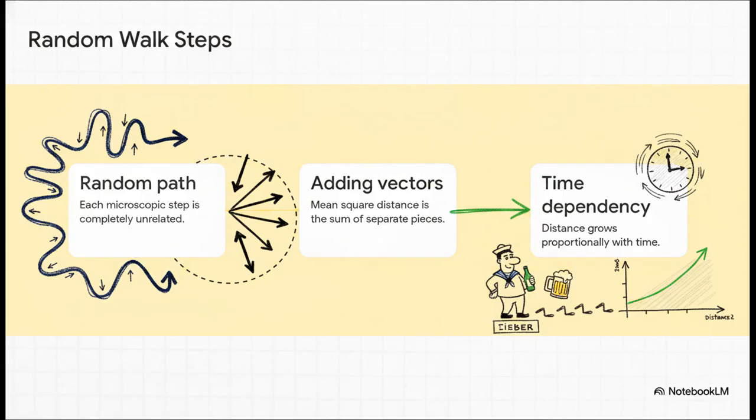Let's move to the logic and see how this builds. First off, every step is random and totally unrelated to the last one. Second, by adding the vectors, we find the mean squared distance. And third, the massive revelation. The mean squared distance grows proportionally with time, not velocity. The drunken sailor isn't moving away with uniform speed. Rather, the square of his distance from the bar strictly follows the ticking of the clock.